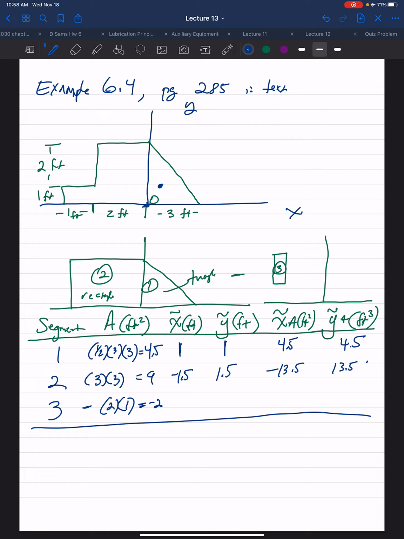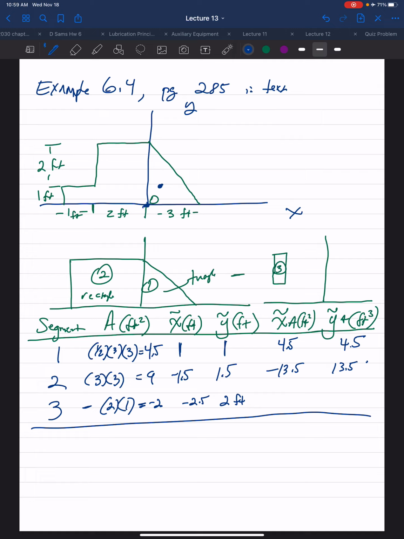Remember, these are coordinates. How far in the x direction do I have to travel to get to the centroid of the shape? How far in the y direction do I have to travel to get to the centroid of the shape? That's the way to look at it, coordinates. So it'd be negative 2.5 feet. And for the y direction, the coordinate will be 1 foot plus 1 foot, so 2 feet. That's how far I have to travel in the y direction to get to the centroid of segment 3.